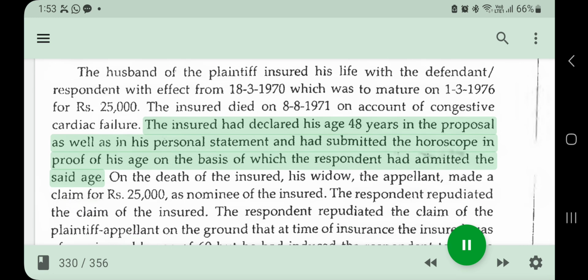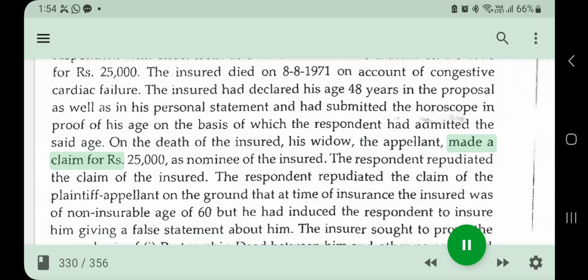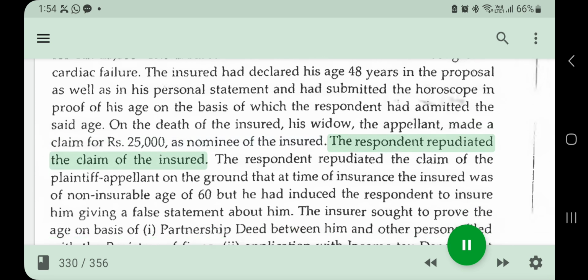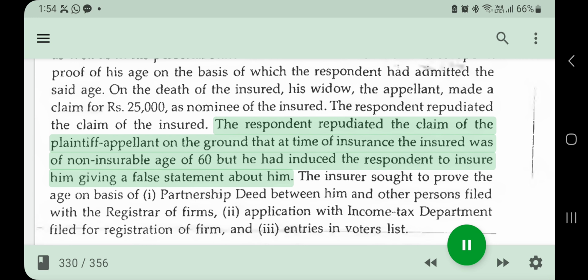The insured had declared his age as 48 years in the proposal as well as in his personal statement and had submitted the horoscope in proof of his age, on the basis of which the respondent had admitted the said age. On the death of the insured, his widow, the appellant, made a claim for Rs. 25,000 as nominee of the insured. The respondent repudiated the claim of the plaintiff appellant on the ground that at the time of insurance the insured was of non-insurable age of 60, but he had induced the respondent to insure him, giving a false statement about his age.